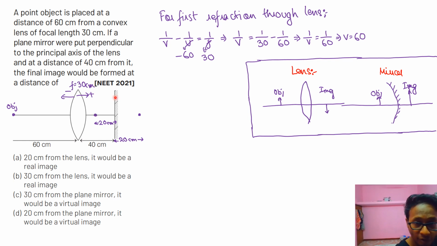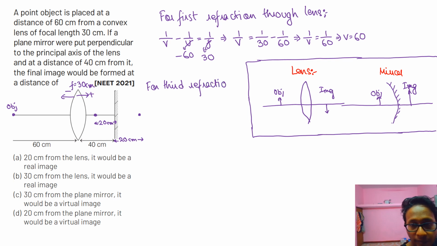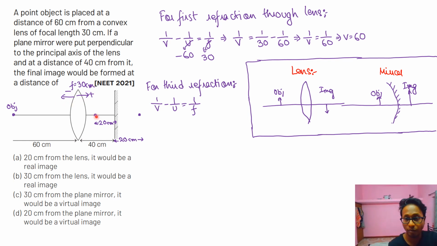And now this image formed by the reflection due to this mirror will again have to refract from this lens. So for third refraction, okay, again we apply 1 by v minus 1 by u is equal to 1 by f. Out here, this side is negative, this side is positive. Now, as I told you before, in case of convex lenses, object and focus are always on the opposite side. That means if the object is this side, focus will be on this side. So out here, focus is nothing but minus 30.